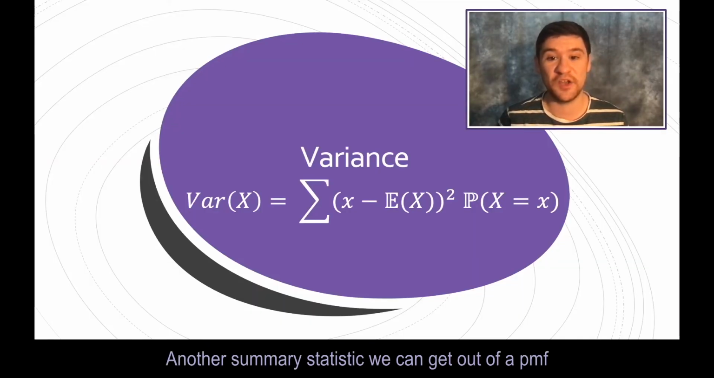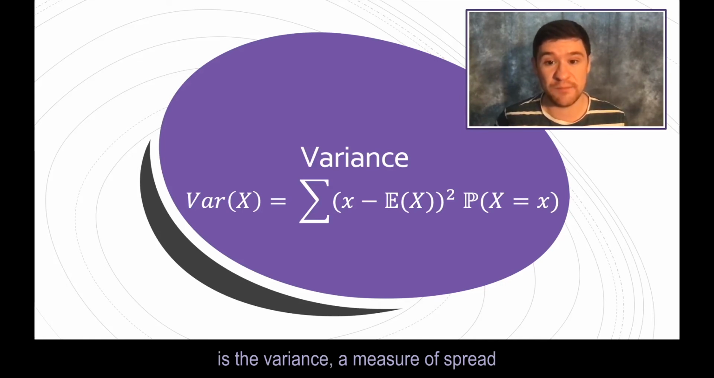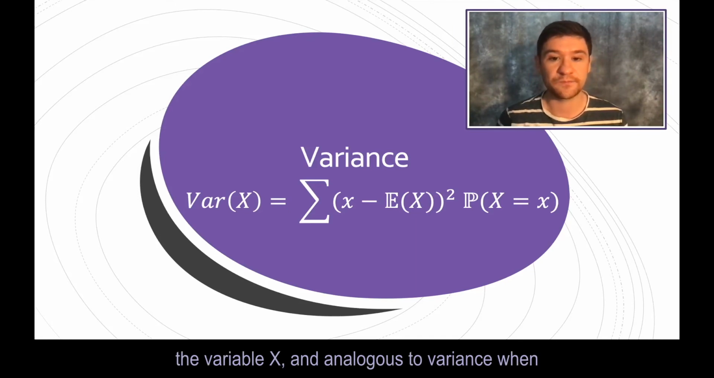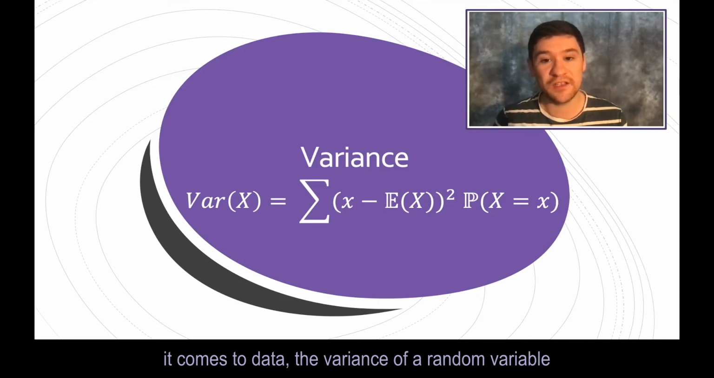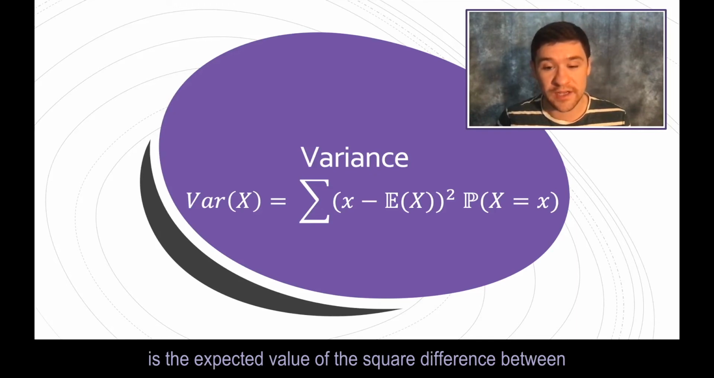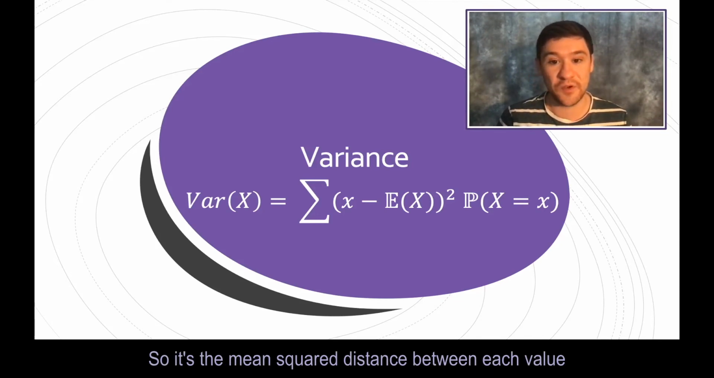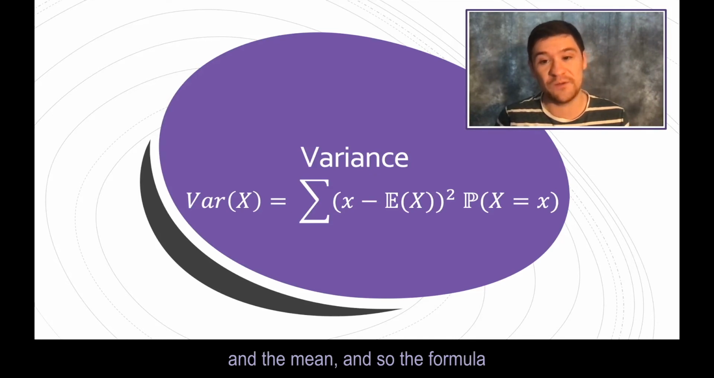Another summary statistic we can get out of a PMF is the variance, a measure of spread. And we denote this by VAR brackets the variable x. Analogous to variance when it comes to data, the variance of a random variable is the expected value of the squared difference between each outcome and the expected value. So it's the mean squared distance between each value and the mean.